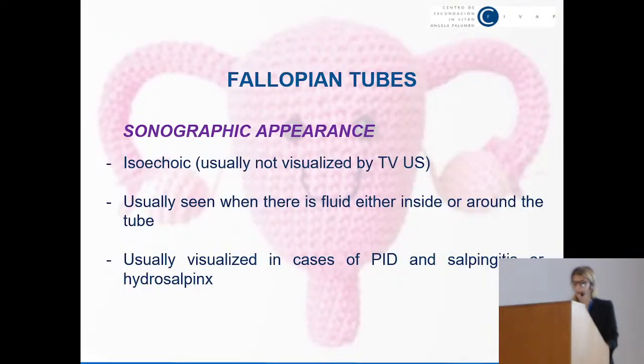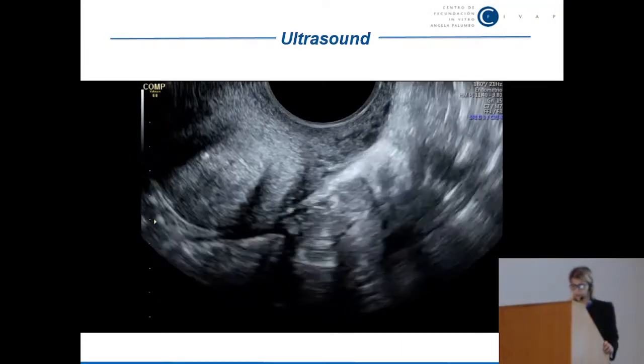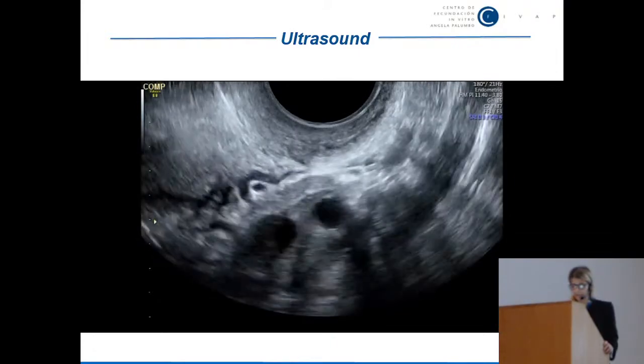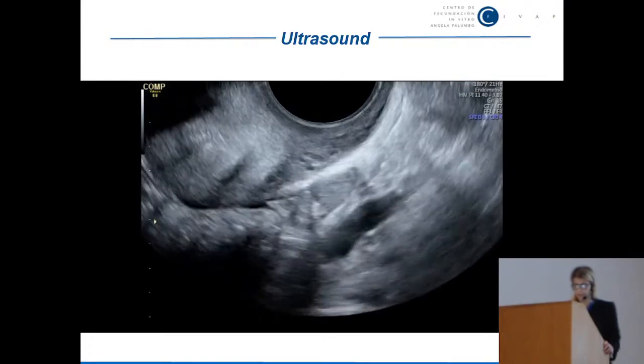So, how can we use ultrasound to study the tubes? Usually, the normal fallopian tube is isoechoic and therefore cannot be visualized by ultrasound unless there is fluid inside or around the tube, or in case of PID, salpingitis, and hydrosalpinx. For example, in this video, you can see the fallopian tube with a thickened wall that is very close to the ovary, and we can already suspect tubal damage.